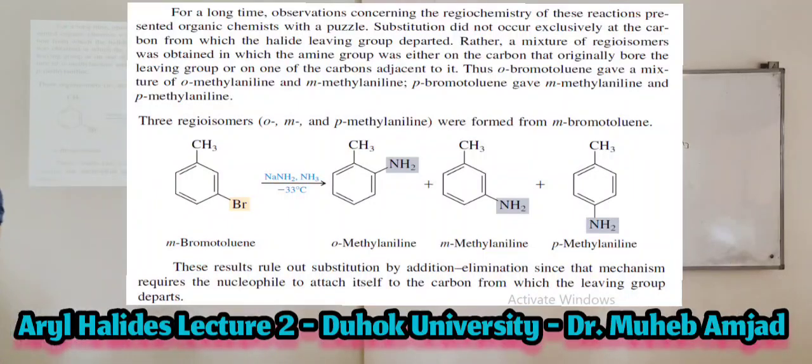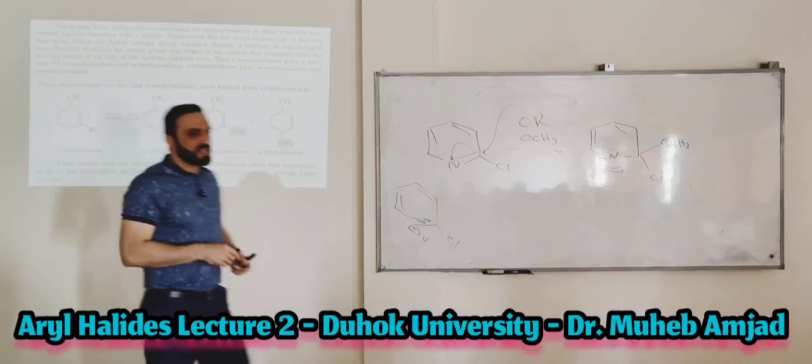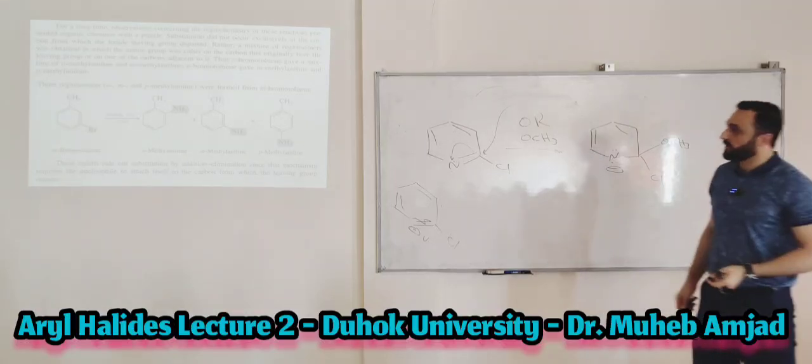For a long time, they wanted to suggest a suitable mechanism for this type of substitution. The regioselectivity of this reaction gives you isomers: ortho isomers, para isomers, meta isomers. This is the problem. Substitution does not occur only at the same carbon that has the leaving group, but also at the other carbons. A mixture of isomers will be formed.